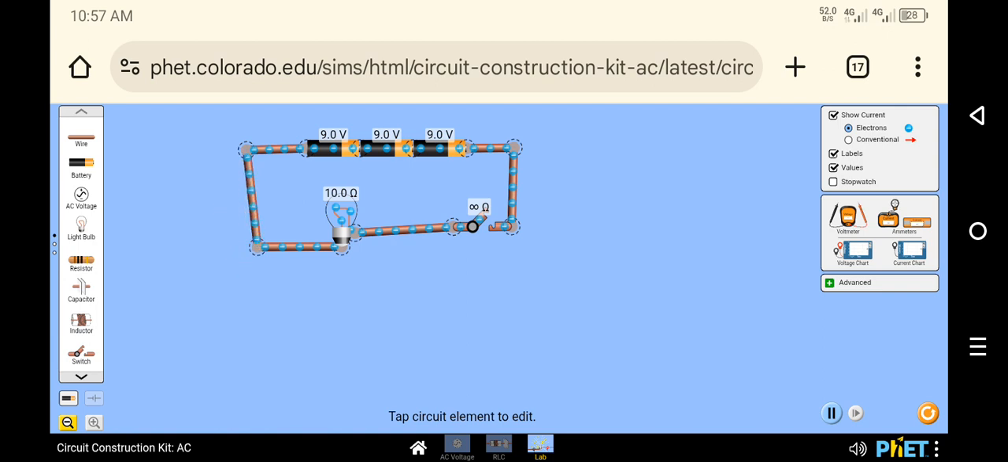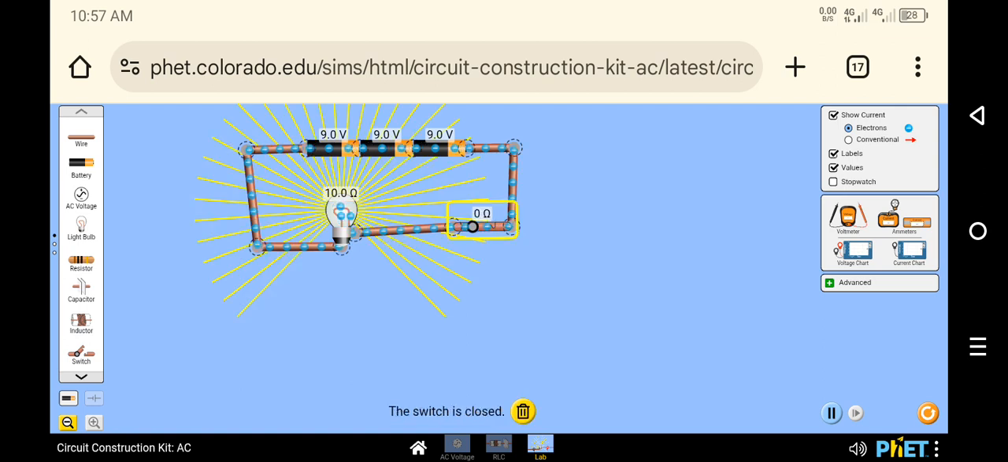Now we have a complete circuit here. We have a battery, a connecting wire, an electric lamp, and a switch. So you can switch on to see if the current can circulate in our circuit. Yes, that is it. Now you can see in the light bulb, we have an internal resistance of 10 ohms.